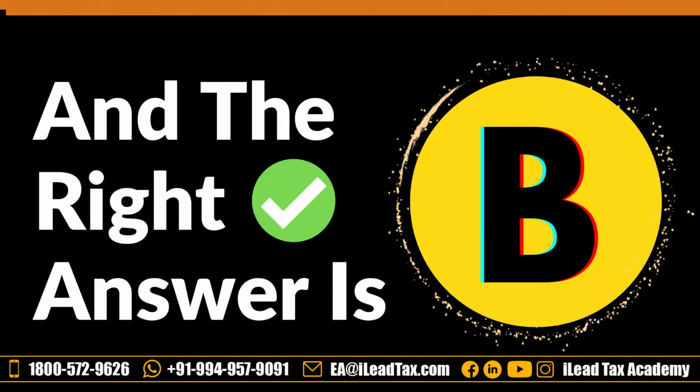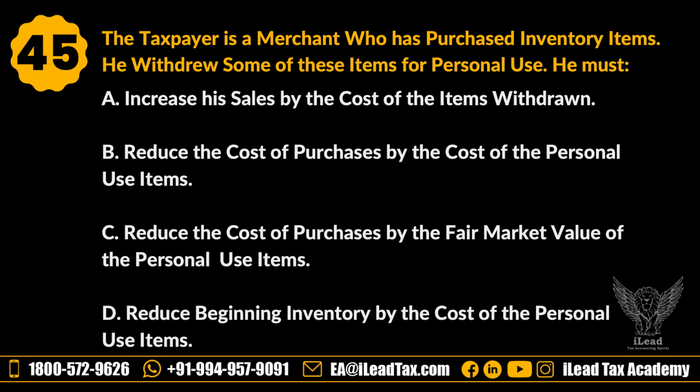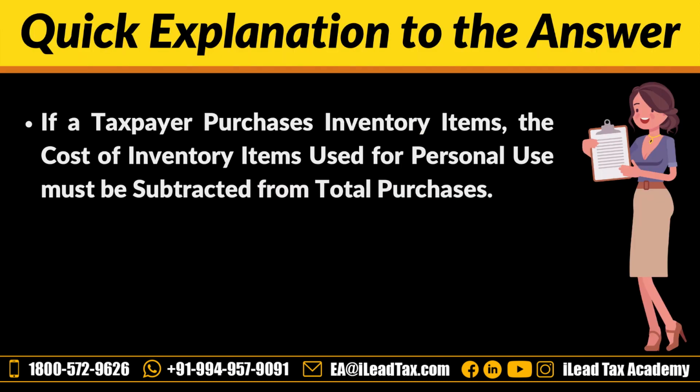Let's see why it is B. If a taxpayer purchases inventory items, the cost of inventory used for personal use must be deducted from the total purchases. So the answer is B. With this, we have finished section 1, chapter 1 MCQs.